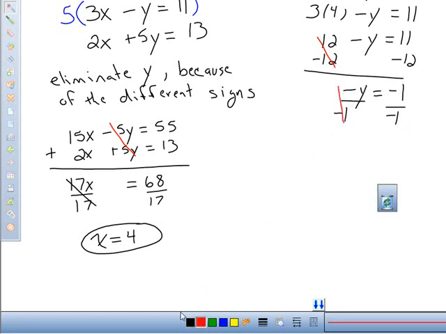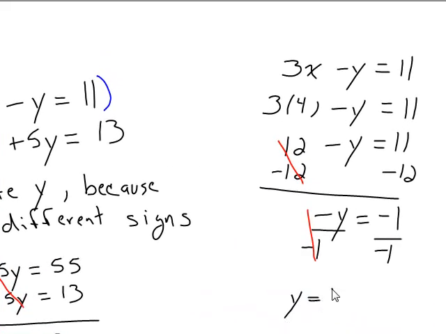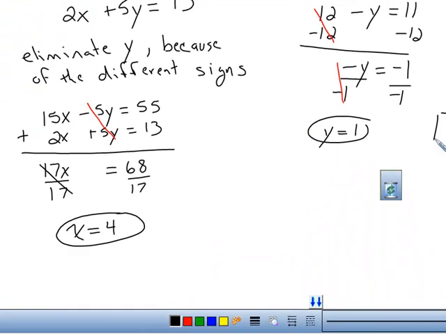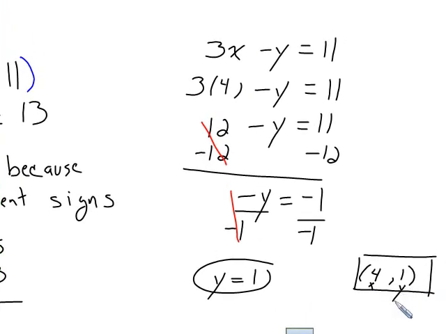I'll have negative y equals negative 1. Now we are going to divide both sides by negative 1 because you do want a positive y. And negative 1 over negative 1 is a positive 1. So the answer for our problem is the point 4, 1. And like I said, do remember it's alphabetical, x and then y.